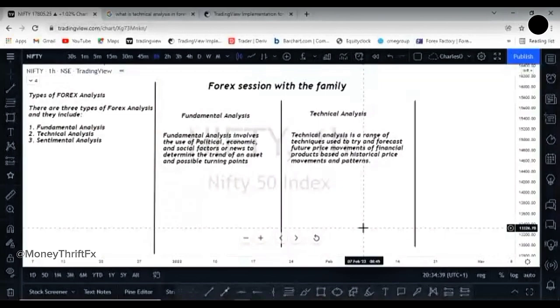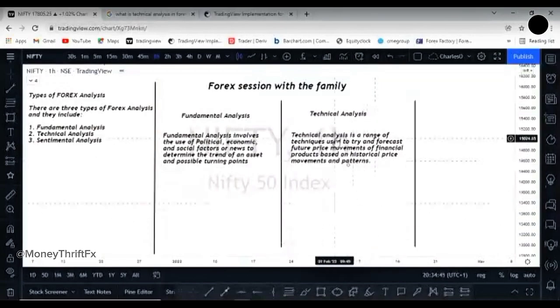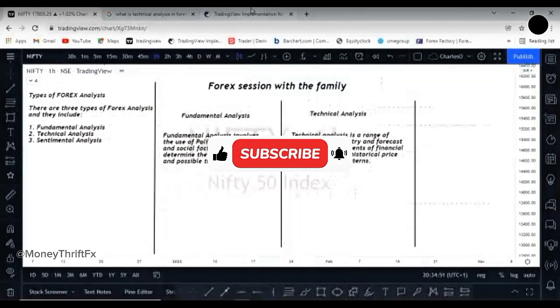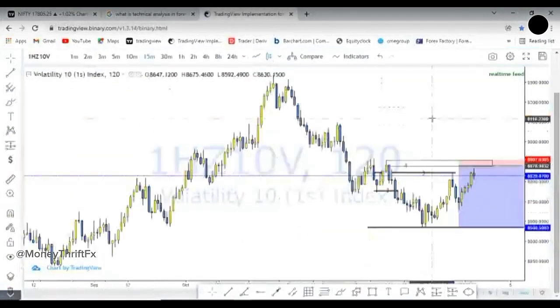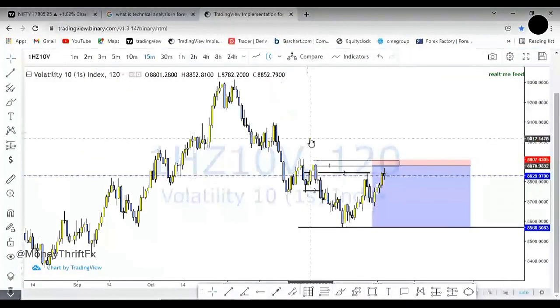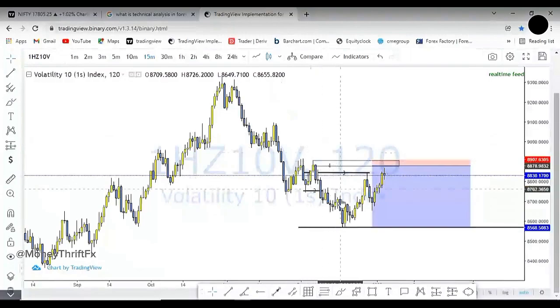So you see different forms of analysis that people employ as a way to be able to forecast future price movements from historical price movement and patterns. So, for example, you see this now in fundamental analysis, for them to be able to determine that, okay, maybe at this particular point, the market is going to start turning, right?